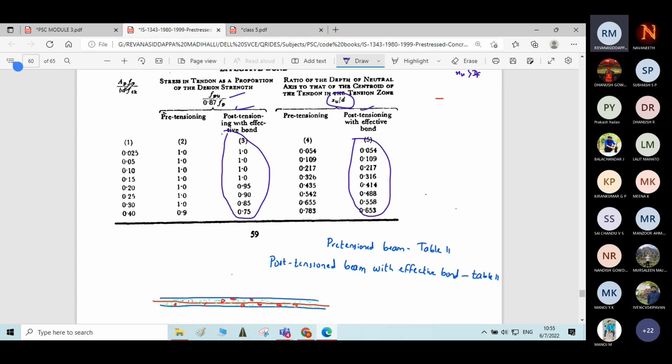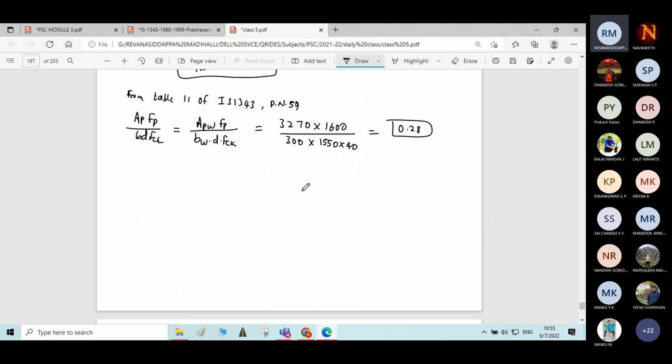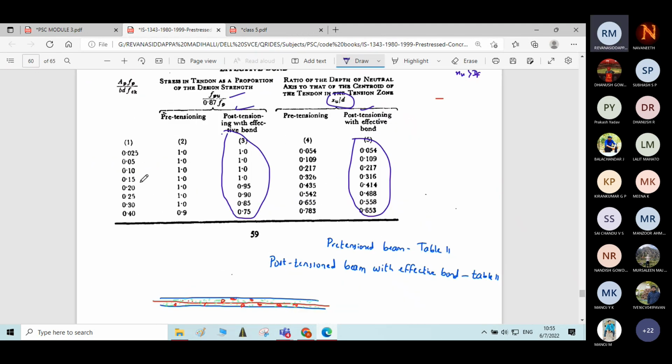Now we have already obtained this ratio. How much did we get? We got it as 0.28. 0.28 means we have the value for 0.25, that is 0.9, and we have the value for 0.3, 0.85. By interpolation, we can get the value for 0.28.